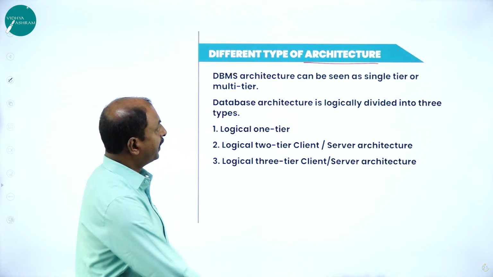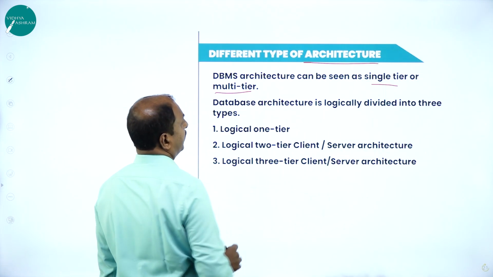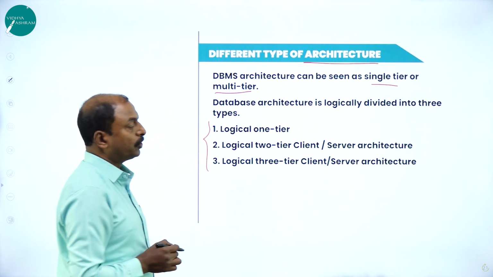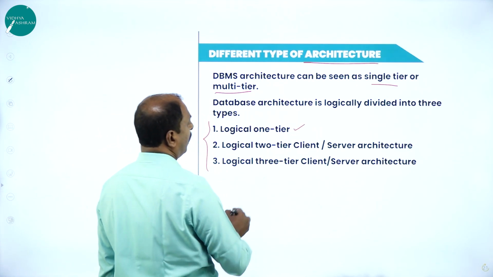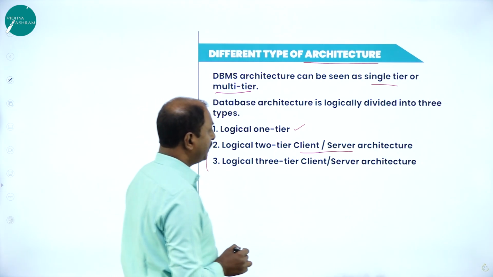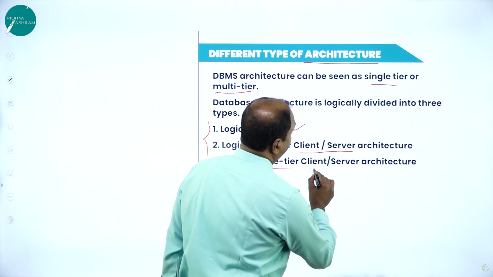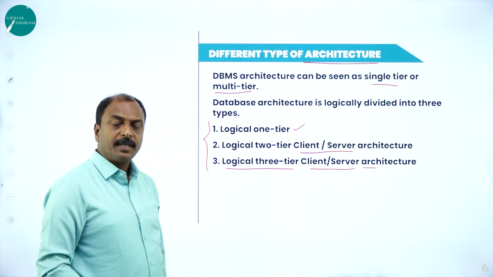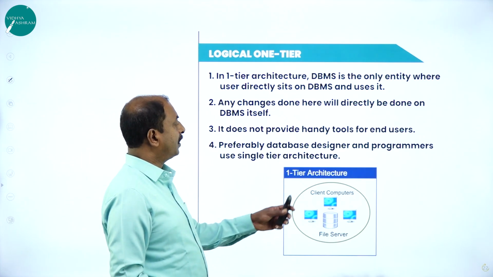Database architecture can be seen as single tier or multi-tier. It is divided into the following three types of architecture: logical one-tier, logical two-tier or client-server architecture, and logical three-tier or client-server architecture. These are the three different types of database architecture. Now let us see the definition of one-tier architecture.